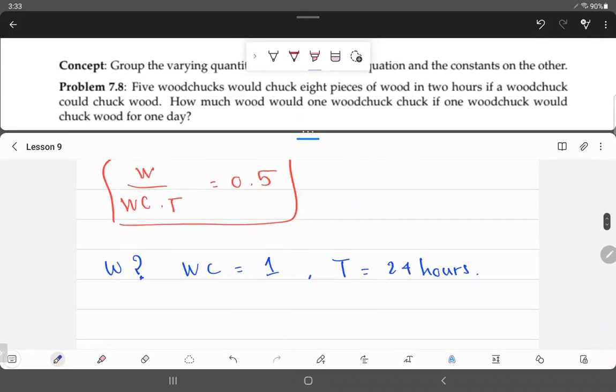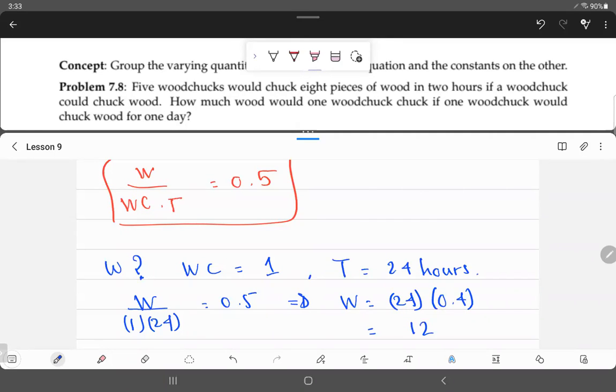So we need to find W. W over 1 times 24 hours equals half. So W equals, which is what? 12 pieces. Do you agree? Do you agree or no? Is it clear? Yes. Good.